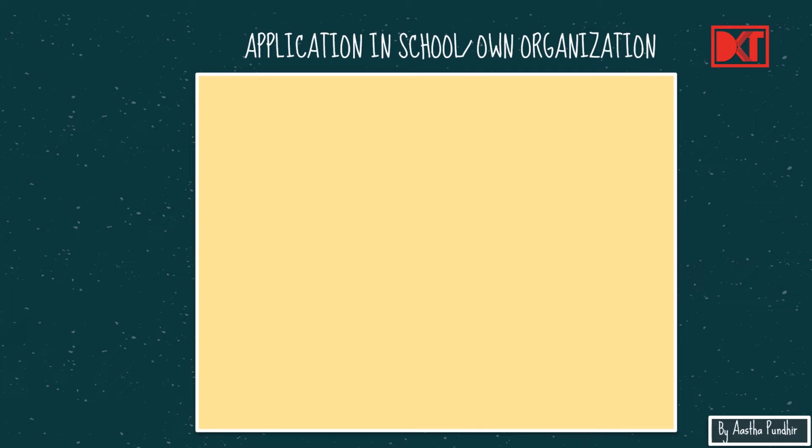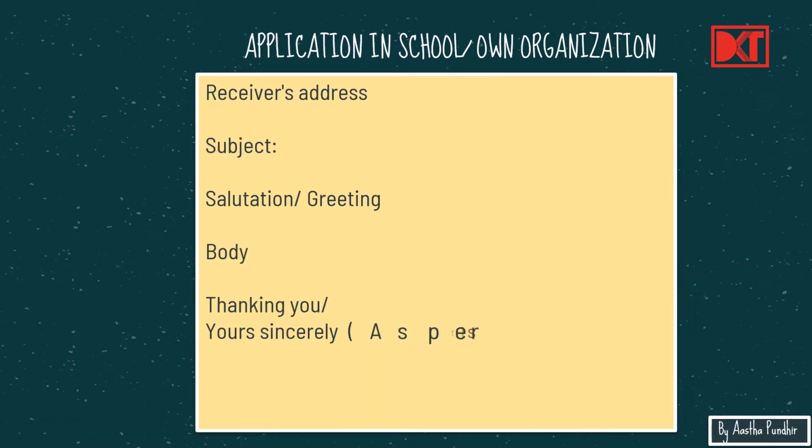Suppose you're writing an application in your own school or your own organization, then how could the format be? For example, you're writing an application for requesting a leave, or for asking for permission for something. So this format you may follow. Now, first of all, you write the receiver's address. Suppose you're addressing it to the principal, or your own class teacher, or the head of the department, or the administrative office, whosoever you're addressing it to.